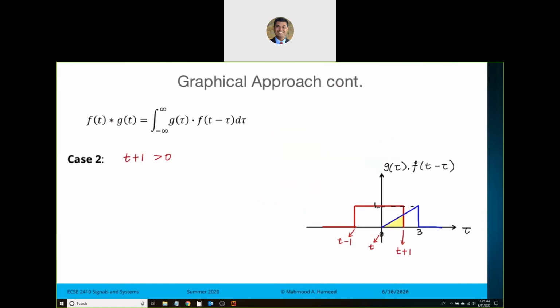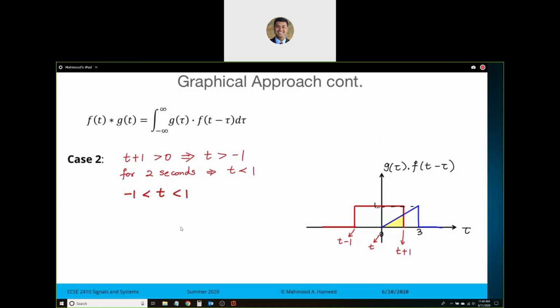So, t plus 1 has to be greater than 0, which implies t is greater than -1, for 2 seconds, which implies that t also has to be less than 1. To combine both of them into one condition, you have -1 less than t less than 1. In that particular case, you are multiplying the two signals and integrating over the overlapping region.